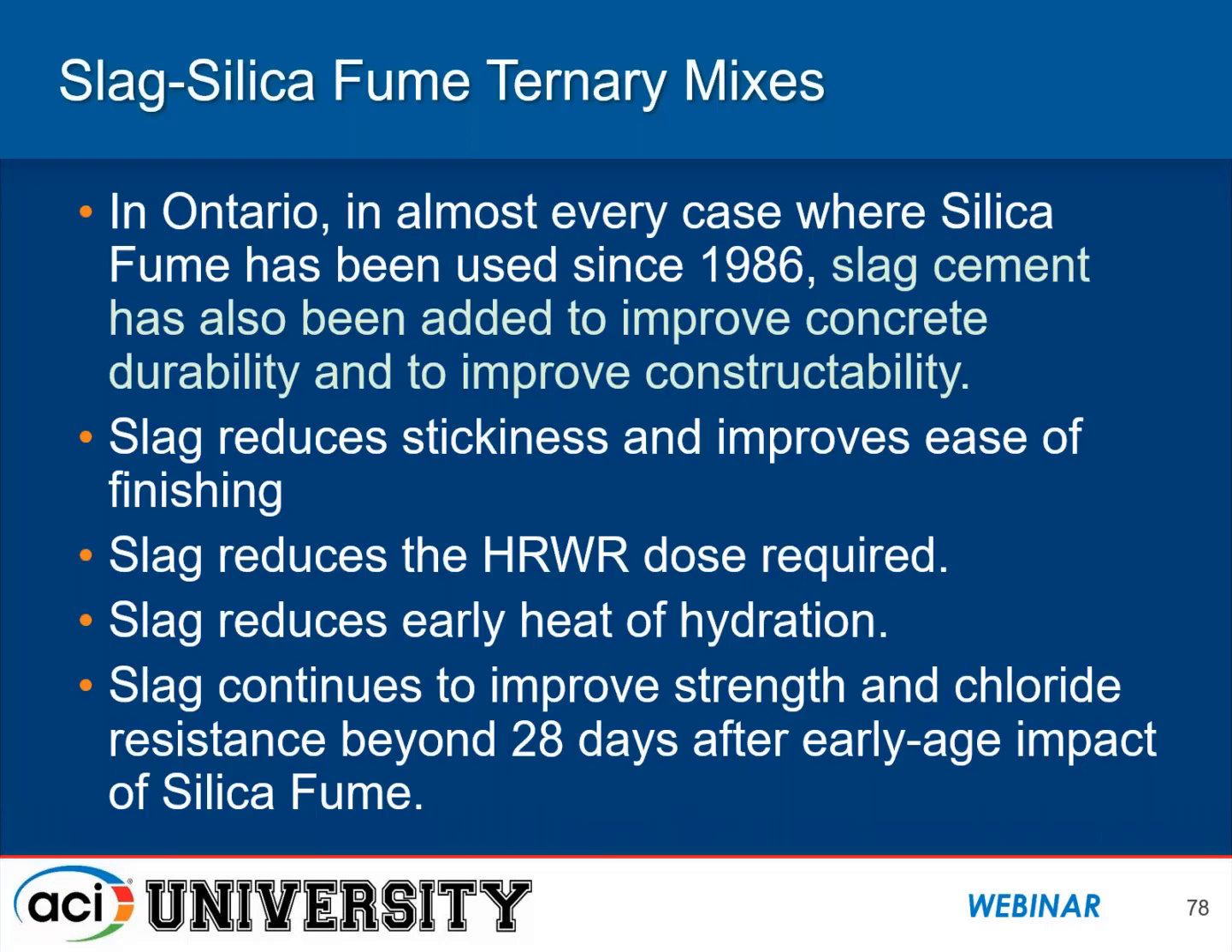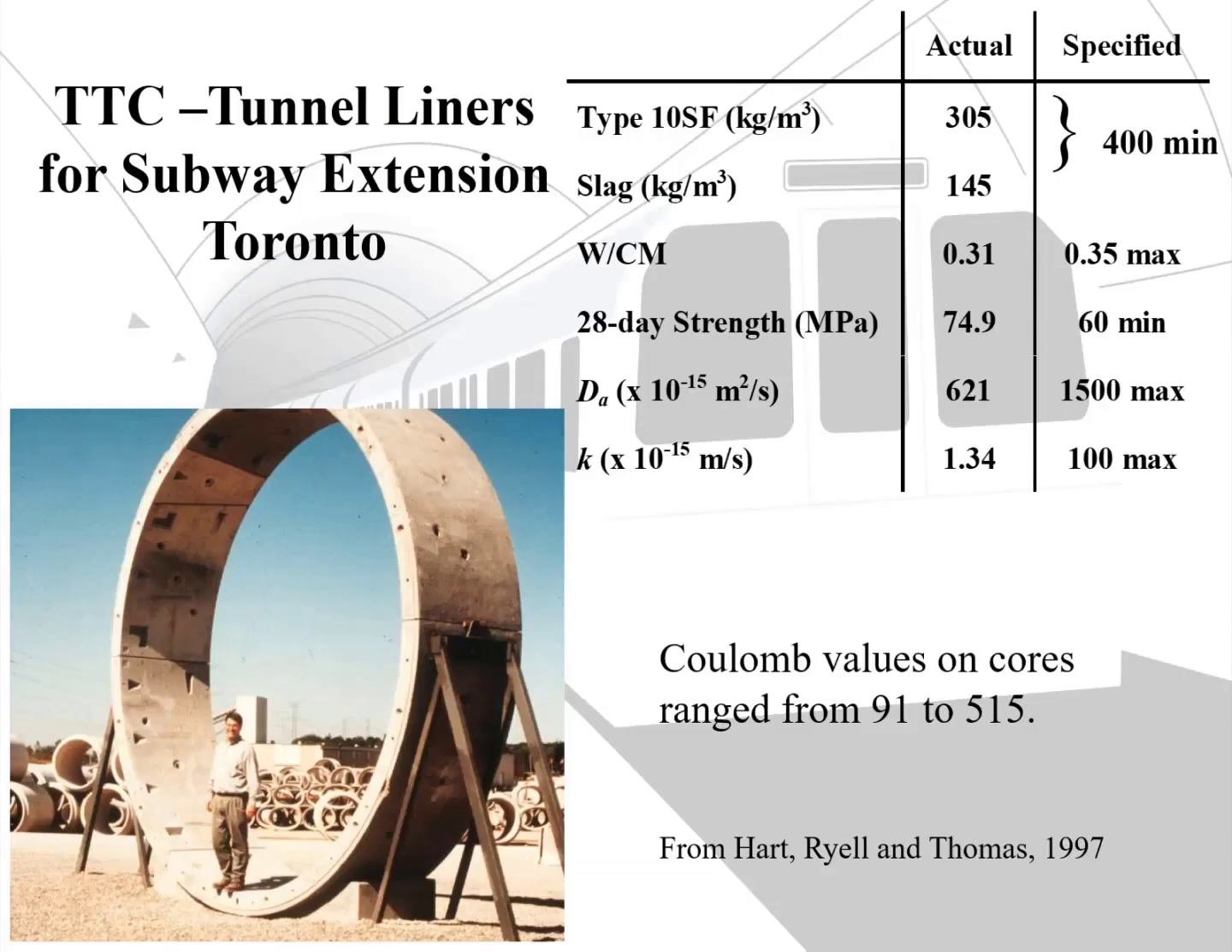The slag reduced the early heat of hydration, especially for these high-strength mixes they were casting. They were casting up to 14,000 psi concrete, and they were getting high heats of hydration, so they wanted the slag to help reduce that. It continues to improve the strength and chloride resistance beyond 28 days. Silica fume reacts very quickly, but by 28 days, it's pretty much done its thing, whereas slag continues to improve the concrete, both in terms of strength and chloride permeability, well beyond 28 days. And ternary mixes with fly ash also work. They've used a lot of that.